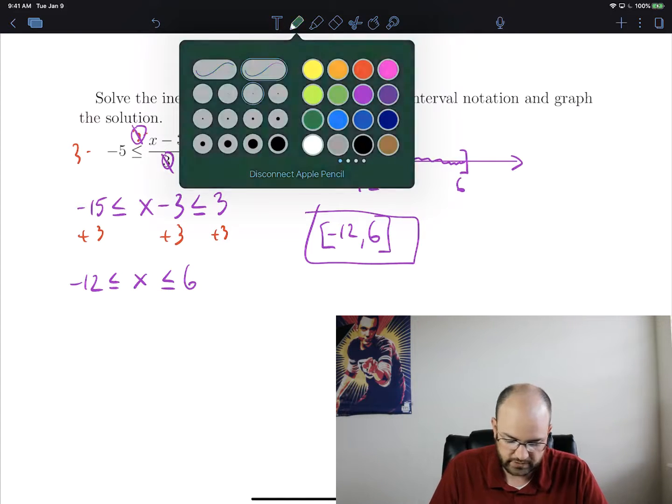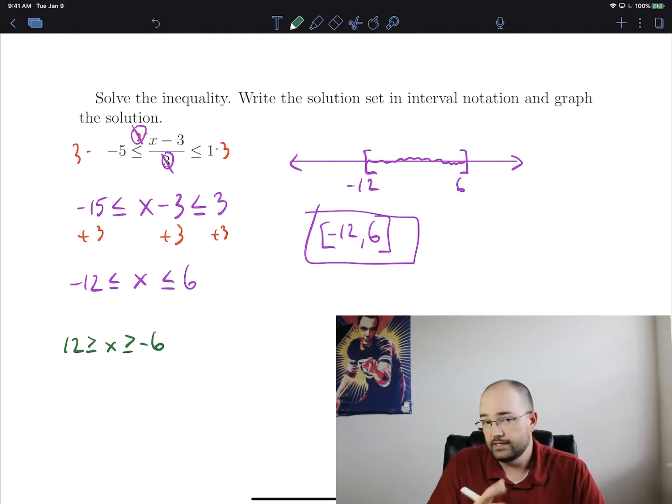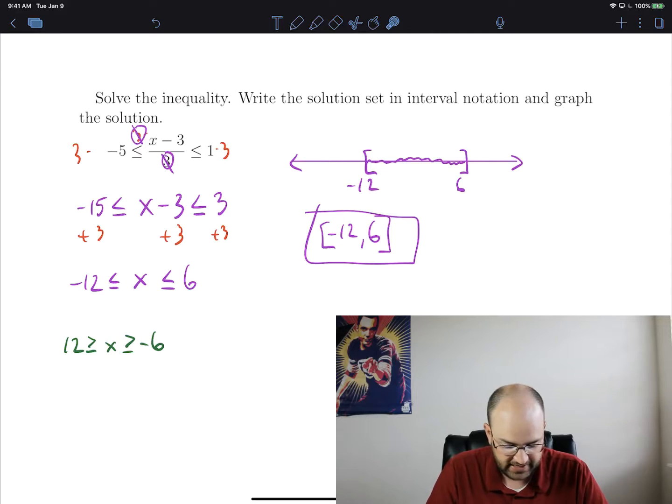Now, I do want to talk about one thing. What if something like this had happened? What if you'd gotten 12 is greater than or equal to x is greater than or equal to -6? That's a possibility. Because if I had to multiply by -3 here, I would have actually needed to flip the arrows. So how would that have changed?